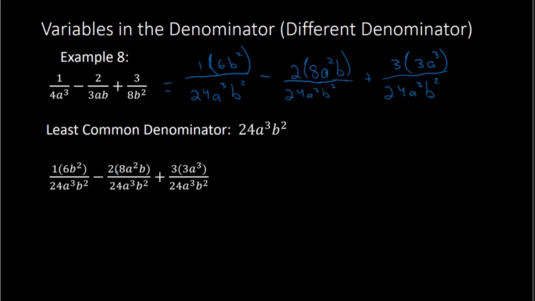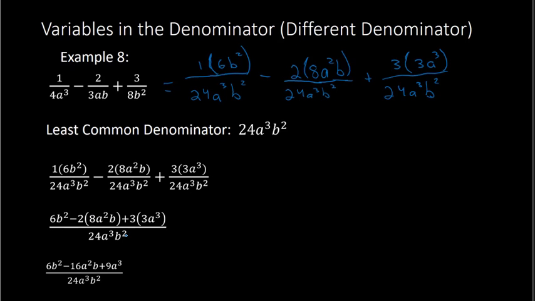So I'm subtracting the 2 times 8a squared b. So we see that here. We subtract 2 times 8a squared b plus the 3 times 3a to the third power. So we can simplify this. We have this negative 2 times 8 would be negative 16. So we have negative 16a squared b. And then 3 times 3 gives me 9. So we have 9a to the third power. And nothing can combine in the numerator. So this here would be my final answer.